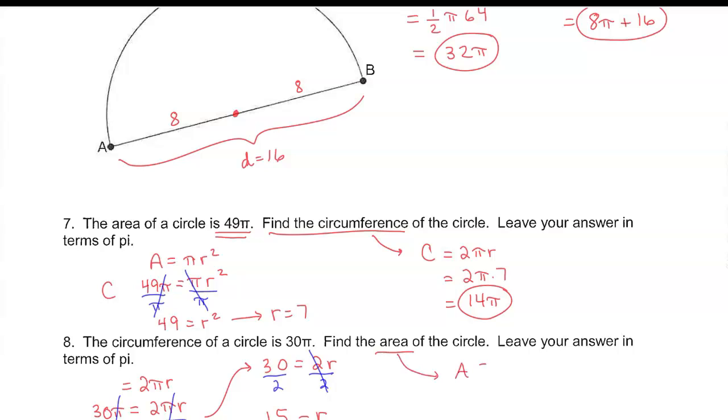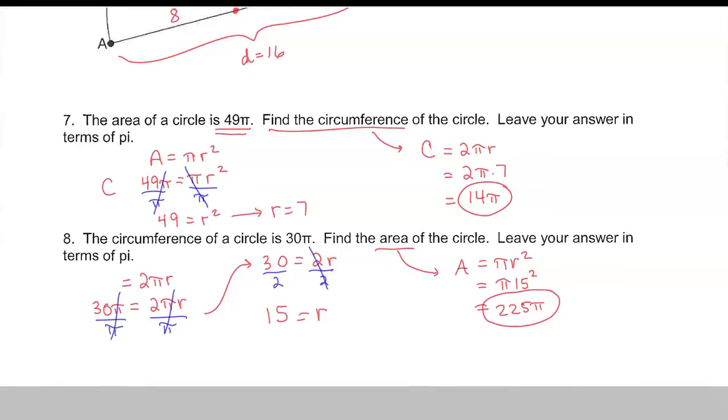Let's use 15 now to find area of the circle. Area of a circle is pi r squared. The radius is 15, so you have to find 15 squared. That's 225. So the area of the circle is 225 pi.